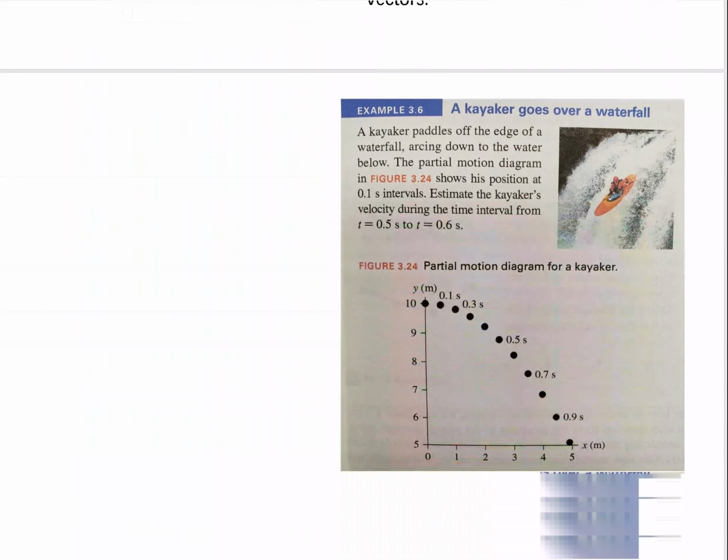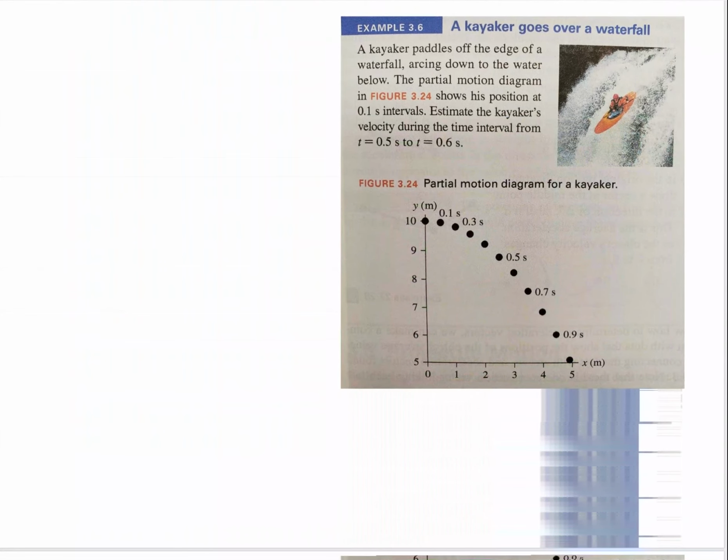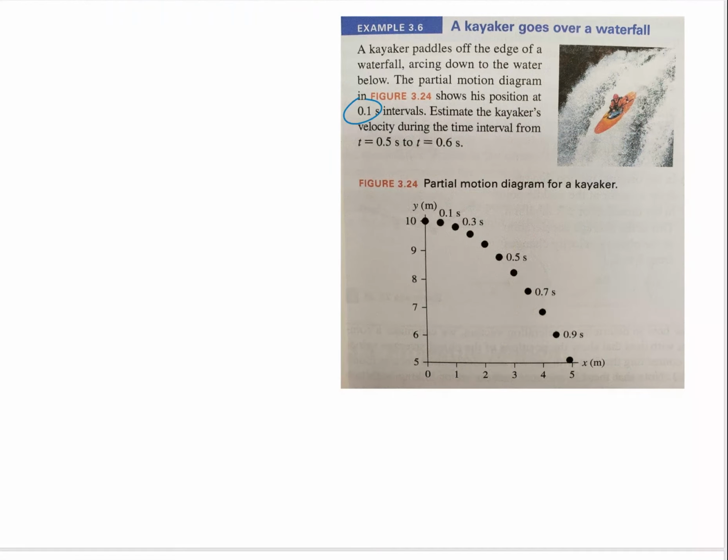All right, so a kayaker goes over a waterfall. We have a nice picture that shows that idea, but we paddle over the edge of the waterfall, which means we're going to arc down towards the rest of the river below. It's kind of like the ball going off the ramp problem. So we show the position at 0.1 second intervals here. Estimate the kayaker's velocity during the time interval from 0.5 seconds to 0.6 seconds. All right, so 0.5 seconds is this dot, and 0.6 seconds would be this dot.